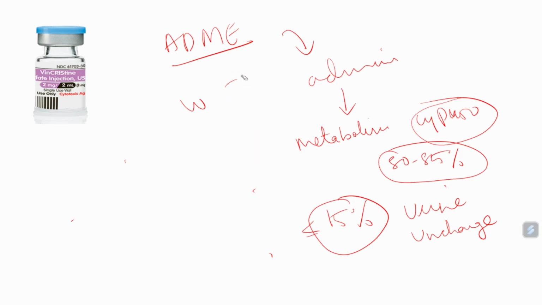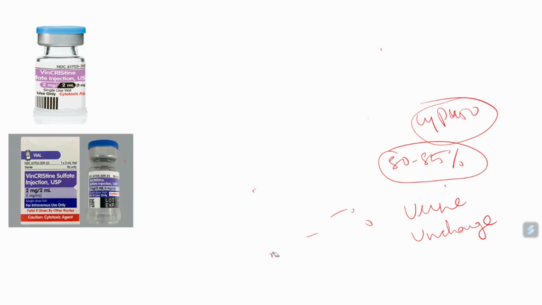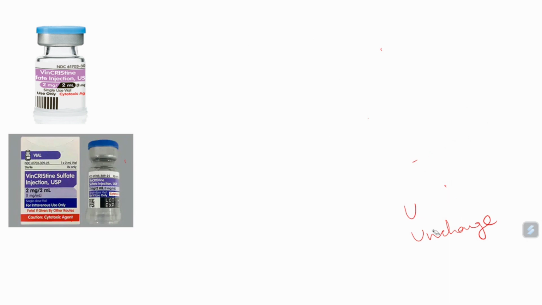Now let us talk about vincristine. Always remember, vincristine and vinblastine are Vinca alkaloids. They have the same mechanism of action and the same pharmacokinetic action. But one thing you have to remember: there is only a single difference between vinblastine and vincristine.